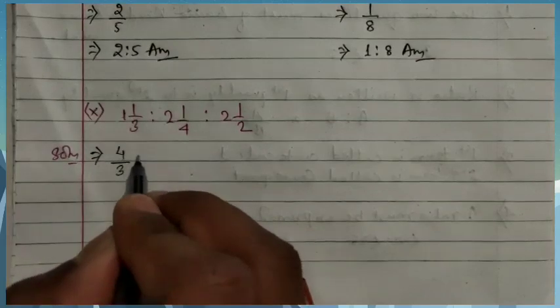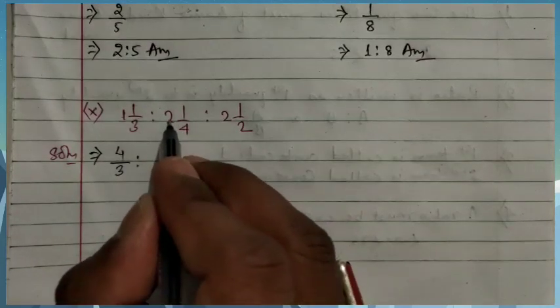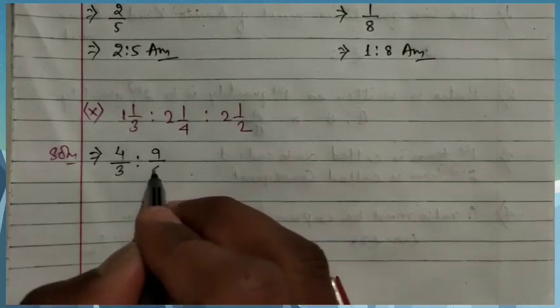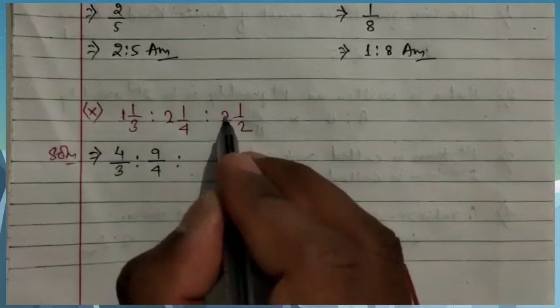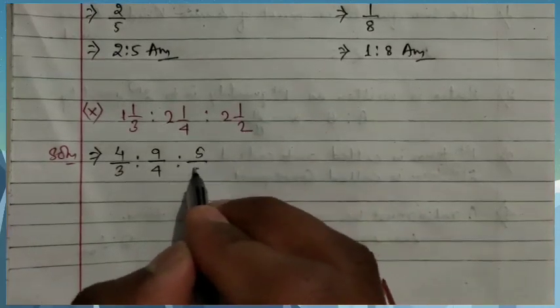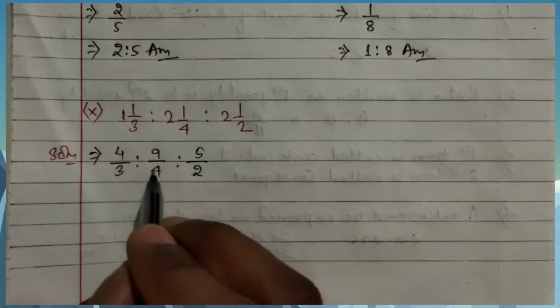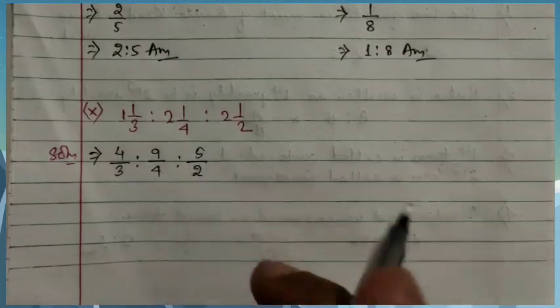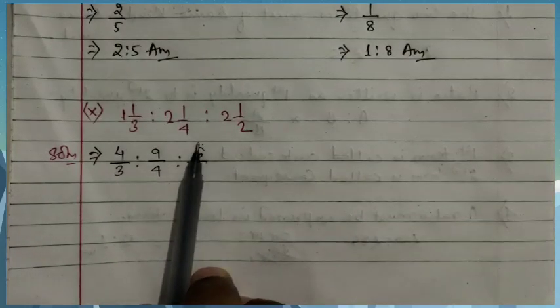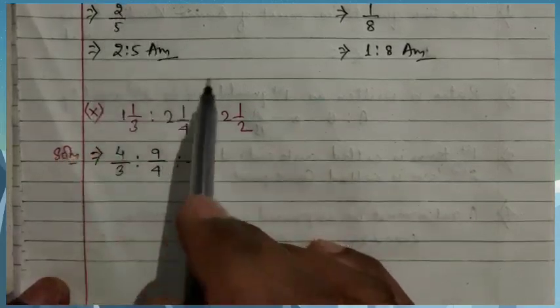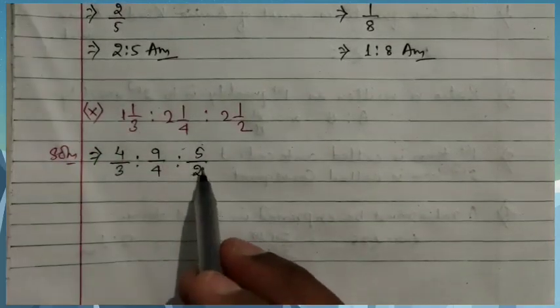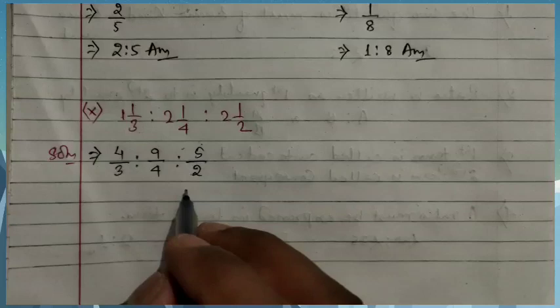It is 4 by 3 ratio 9 by 4 ratio 5 by 2. Now here we can see that 3 terms are there. If there are 2 terms, we can simply divide it. But if we are getting 3 terms, what do we have to do?